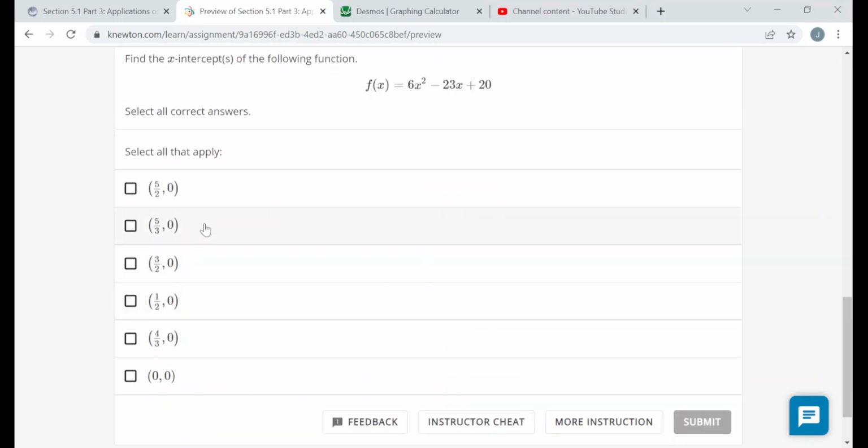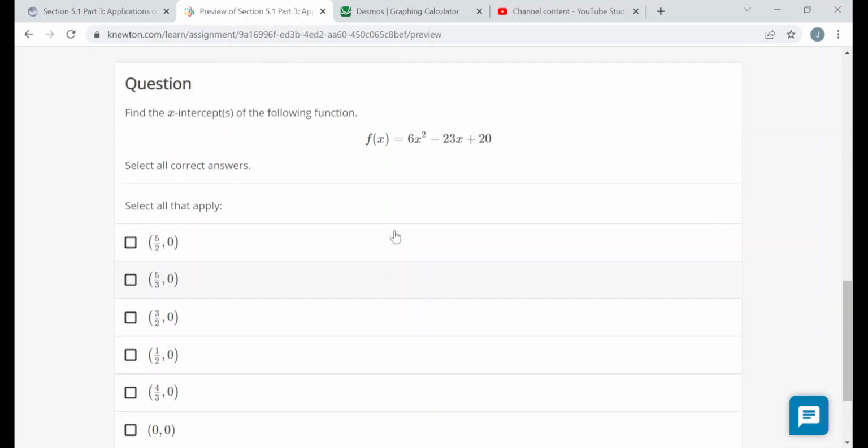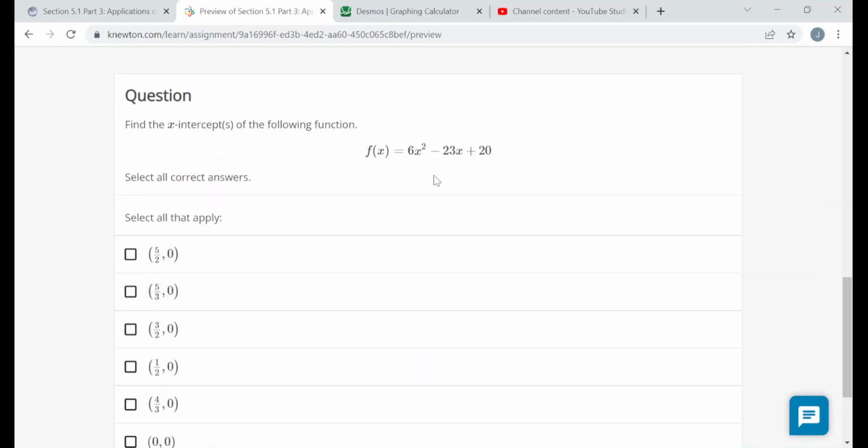All right, so here they give us options. Now it says select all that apply, so there might be more than one. So again, I'll write this out. We'll set the output equal to 0 and find the x-intercepts, if it has any. Remember, if it has imaginary solutions, then there aren't any x-intercepts. But I don't think that's happening here.